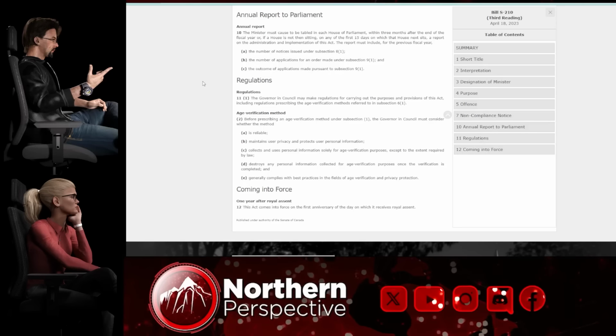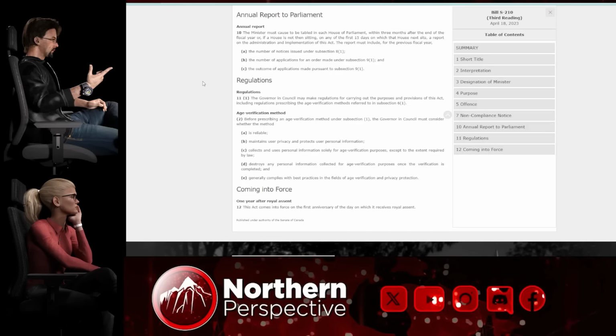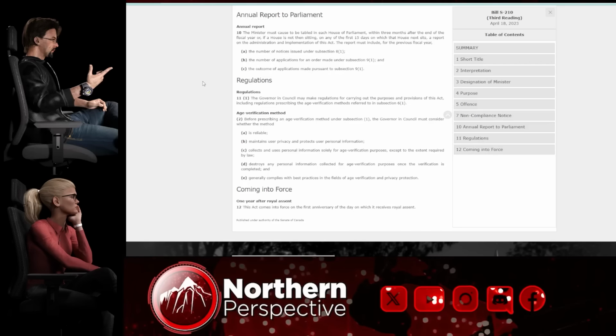So what it does say is, what are the requirements of this age verification method? How do we verify that the person accessing this content is actually an adult and not a minor? So the method has to be: A, reliable; B, maintains user privacy and protects user personal information; C, collects and uses personal information solely for age verification purposes, except to the extent required by law; D, destroys any personal information collected for age verification purposes once the verification is complete; and generally complies with best practices in the fields of age verification and privacy protection. Sounds pretty good, right?